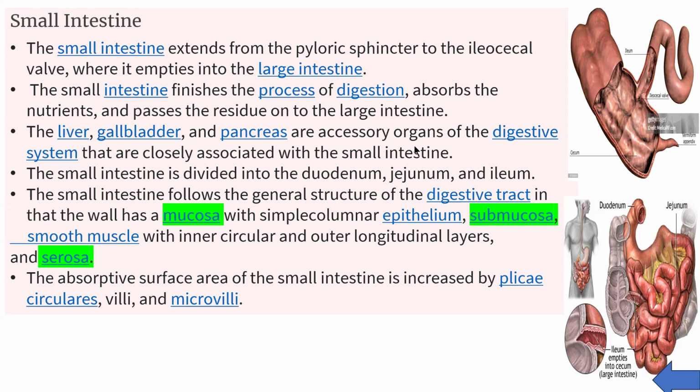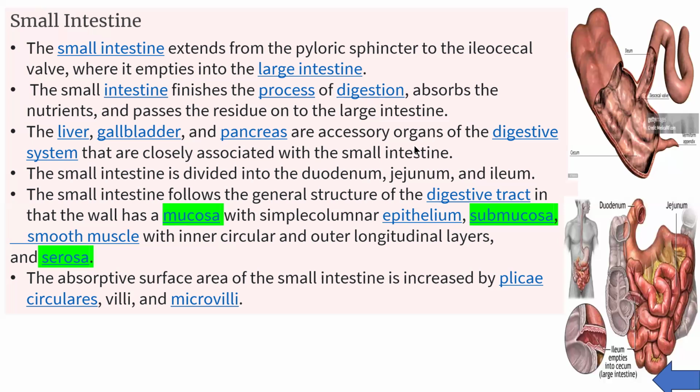The surface area of the small intestine for absorption of digested nutrients is increased by the presence of plicae circularis, villi, and microvilli. When digestion is completed, there are 5 steps in the digestion of food. First, taking the food into your mouth, that is known as ingestion, then digestion, then after digestion absorption, then assimilation, then egestion, that is excretion in the form of feces.